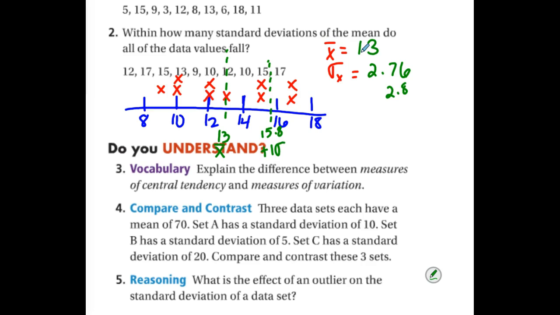Add another 2.8, and we're at 18.6. So is that far enough? Okay, we've passed all of our data on that end. Subtracting 2.8 from 13 would give us 10.2. That's -1 standard deviations. Subtracting another 2.8 would be 7.4. Is that far enough? Okay, so we would say all of our data lands within 2 standard deviations of the mean. Yep.